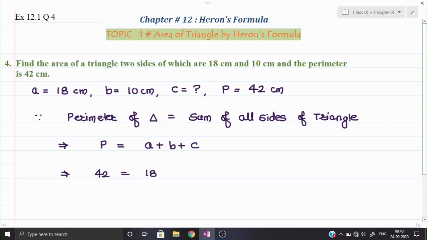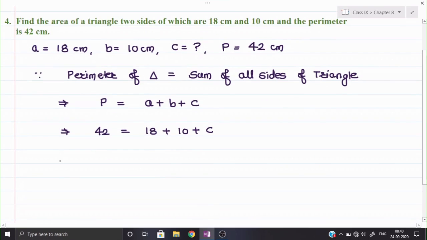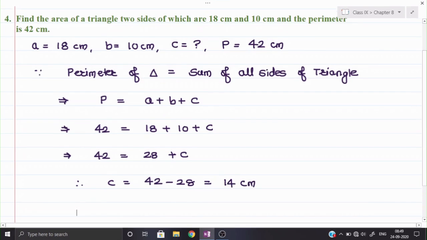A will be equal to 18, B will be equal to 10 and C we don't know, we can keep it as it is. Now 18 plus 10 will become 28. So we can say that 42 will be equal to 28 plus C. Therefore the value of C will be equal to 42 minus 28, that will be equal to 14 centimeter. Now let us find out the area.